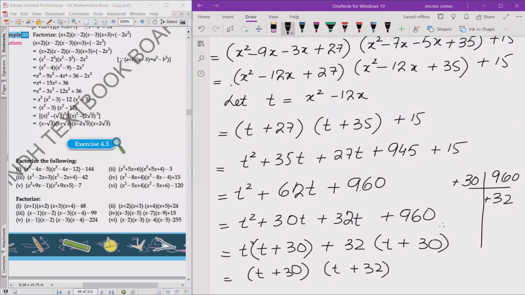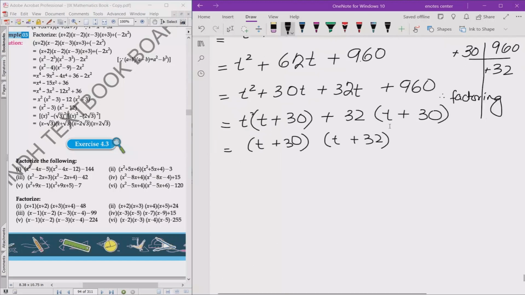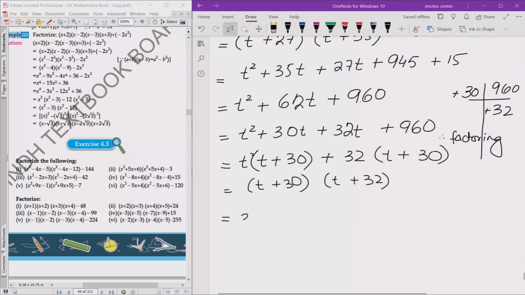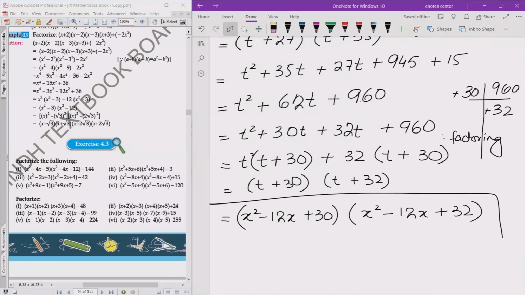And we will give the reference here: factoring this term. So now we will put the value of t, which is x squared minus 12x, plus 30, right? And this one is x squared minus 12x plus 32. So this is the factor of this question. I hope you understand this question.